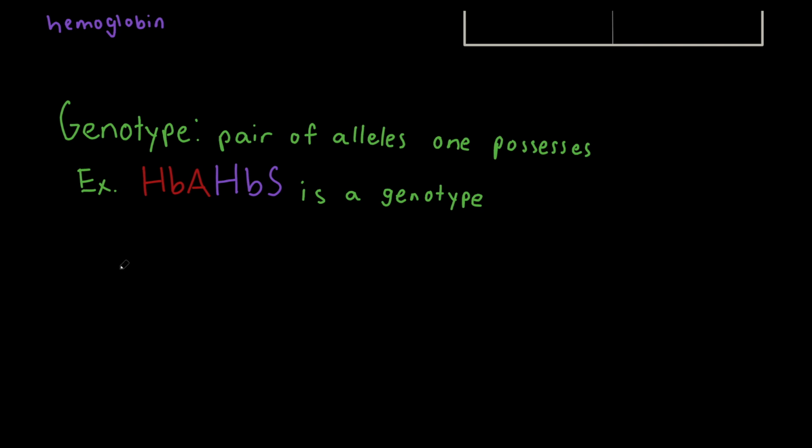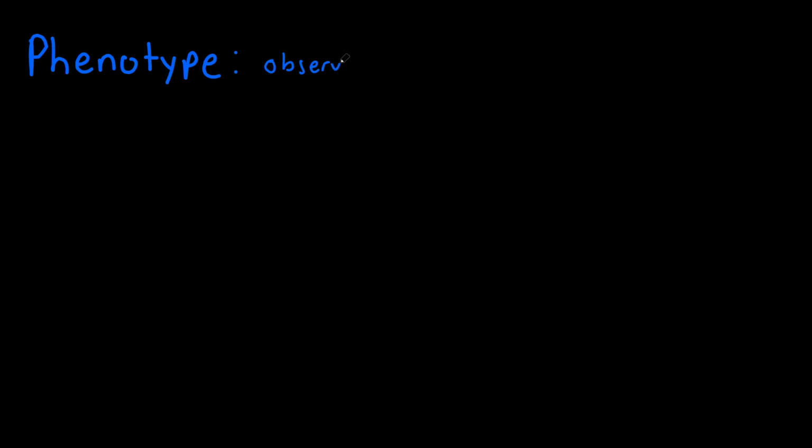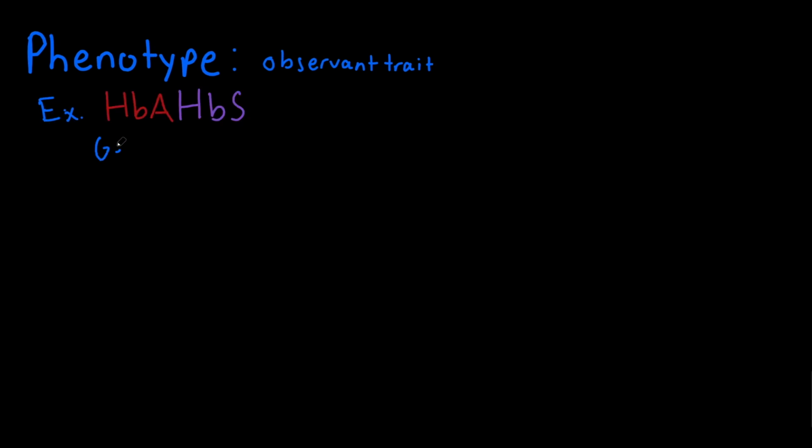Now let's determine the percent likelihood for their offspring to have sickle cell anemia. Remember, the dominant allele will demonstrate its gene over the recessive allele, so the dominant allele will always dominate over the recessive allele. Now what does this mean? Well, when we have a heterozygous pair, our dominant allele will demonstrate its phenotype before the recessive allele. Now you might be wondering, what is a phenotype? Well, a phenotype is much different than a genotype in that it is an observable trait instead of a pair of alleles. For example, hemoglobin A and hemoglobin S would be the genotype, but normal adult hemoglobin would be the phenotype. So the phenotype is what is shown as a physical trait.